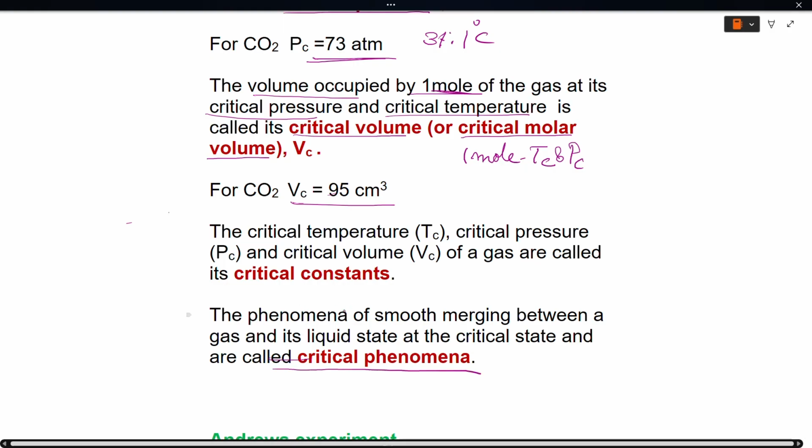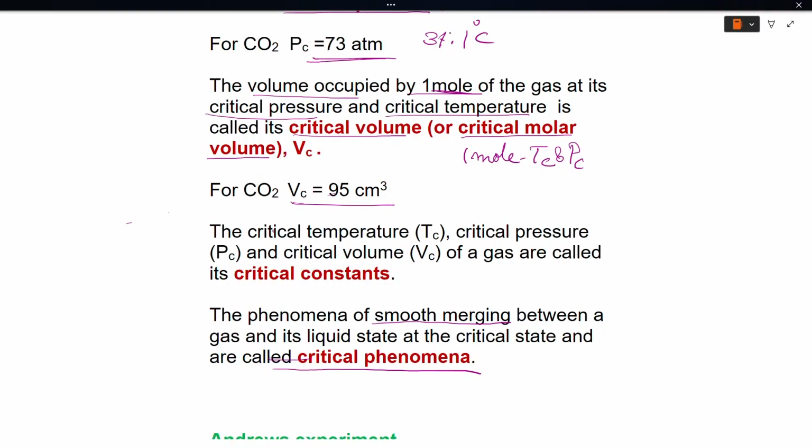That is, it is a smooth merging. You can't find a separation between the gas and liquid, and that condition is known as the critical phenomenon. That is, when the temperature is Tc and the pressure is Pc, we have the critical phenomenon taking place.